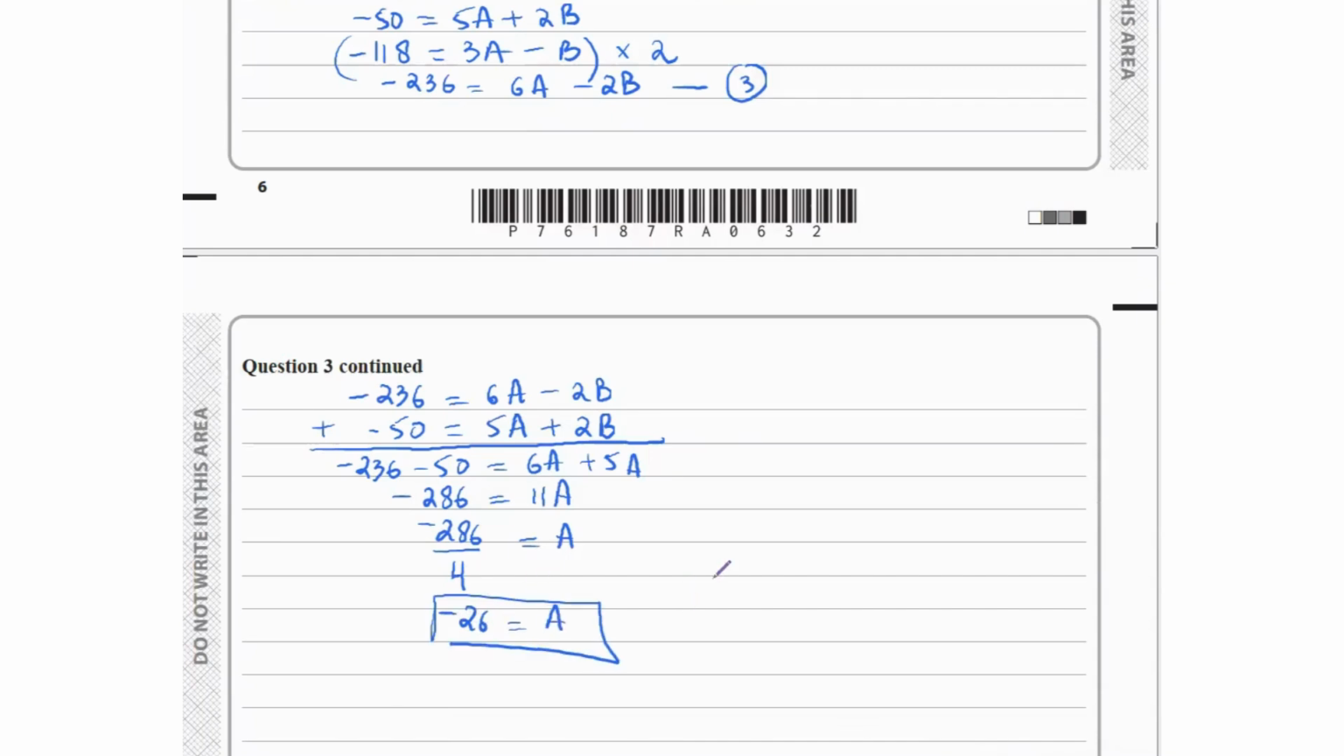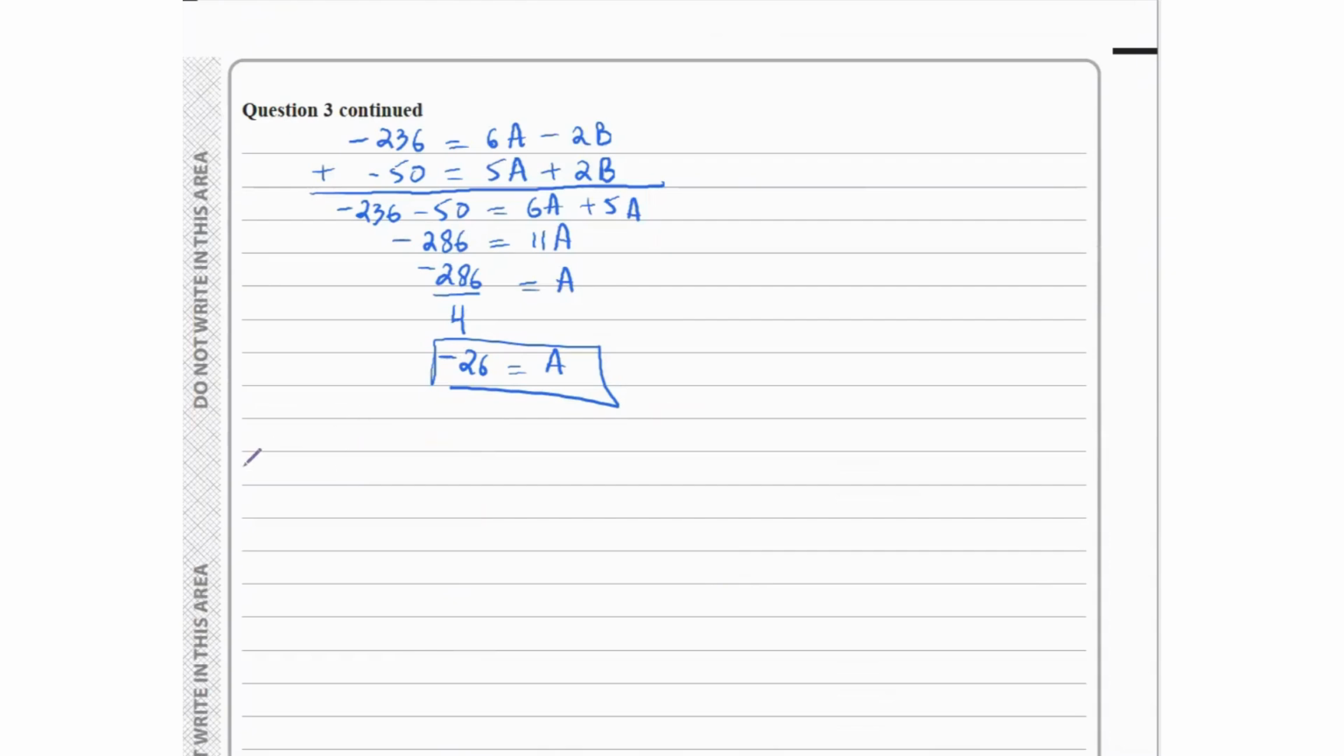Now you find the corresponding value of b, which is going to be 3 times negative 26 minus b equals negative 118. You can substitute the value of a in either of the equations, equation 1, equation 2, or equation 3. Either will get the same answer. That's going to be negative 78 minus b equals negative 118. Negative 78 plus 118 equals b, and that equals 40. That's your answer.